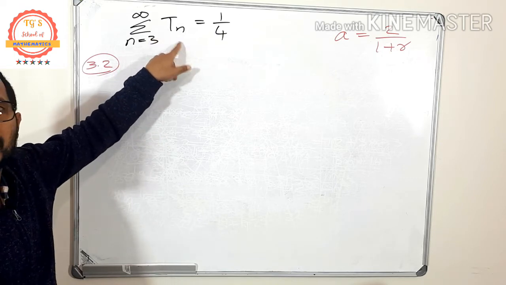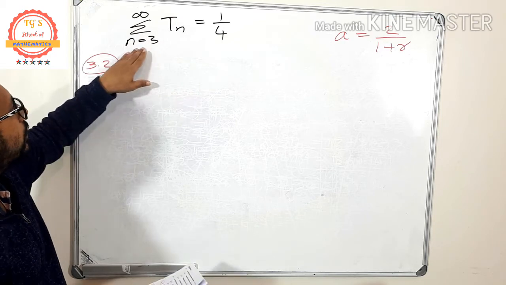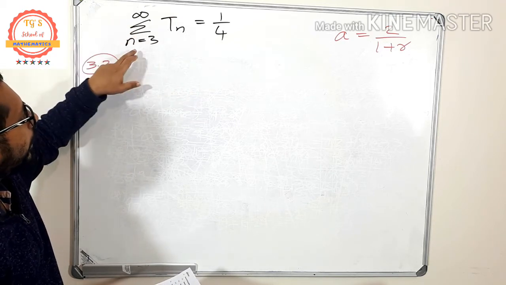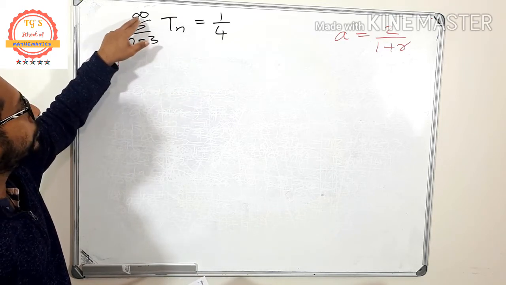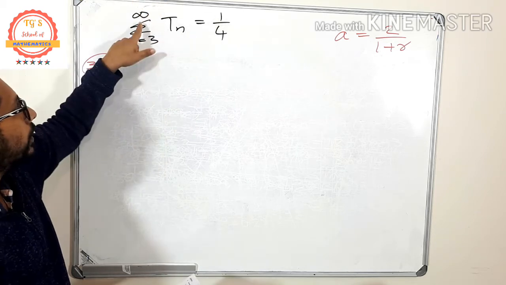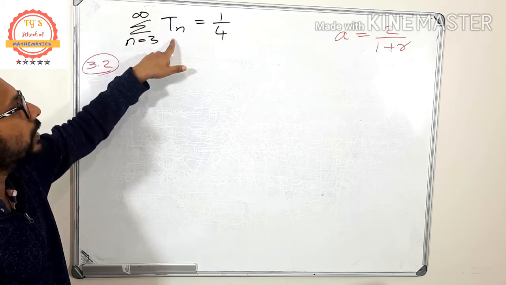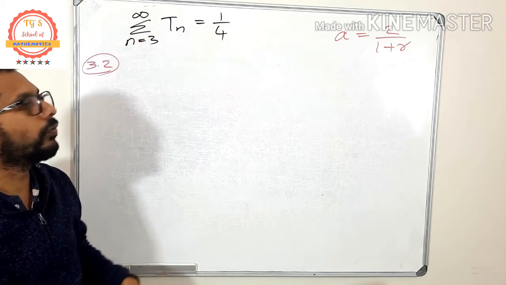In the question it is given like this. We didn't touch on that one yet, am I right? Okay, so what is the meaning of this one? Sigma n is equal to 3 to infinity. What does sigma stand for? Sum. Sum to infinity Tn is equal to 1 over 4.